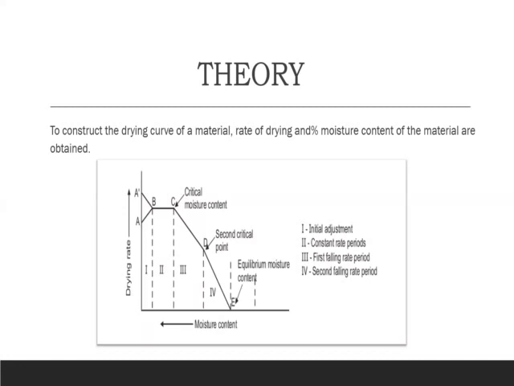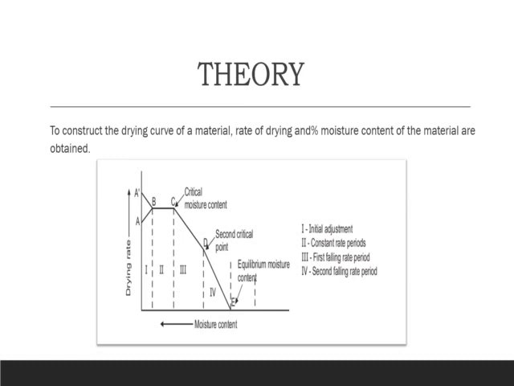For the construction of the drying curve of any material, the rate of drying and the moisture content will be obtained. So for construction of this drying curve, two things are important. First will be the rate of drying and second will be the percent moisture content. In the rate of drying curve, there are various phases. See in the diagram, there are various phases.